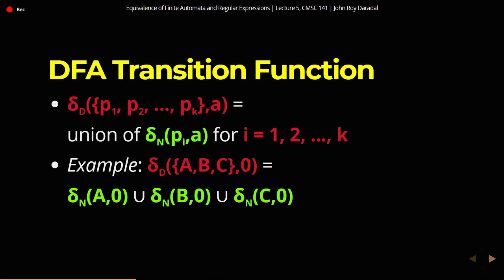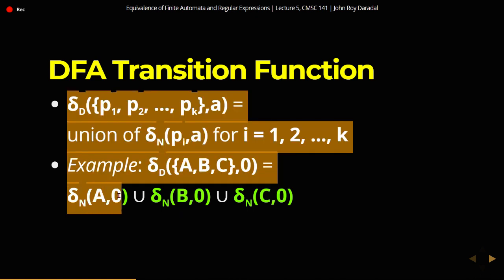For example, what is the transition function entry for ABC as a state on 0? To do that, we'll just take the union of A on 0 in the original NFA, B on 0, and C on 0.